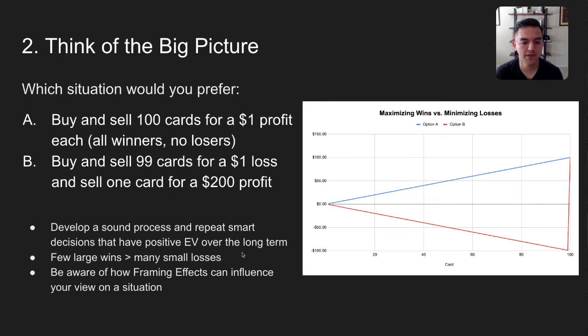And just be aware of how framing effects can influence your view on a situation. Again, we think about losing $10 versus saving $50.